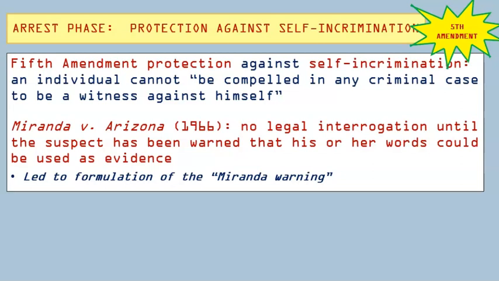So the Fifth Amendment protection against self-incrimination says that an individual cannot be compelled in any criminal case to be a witness against himself. So we saw that in Miranda versus Arizona when he self-incriminated himself, and he had argued because he wasn't advised of his rights, and he wasn't advised that he even had a right to an attorney, or he would have used it, and they found in his favor.